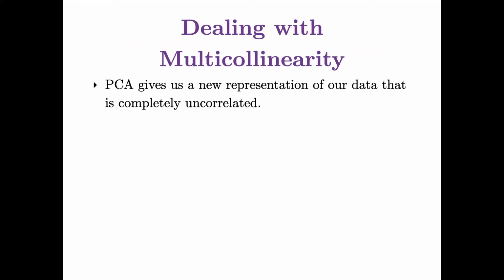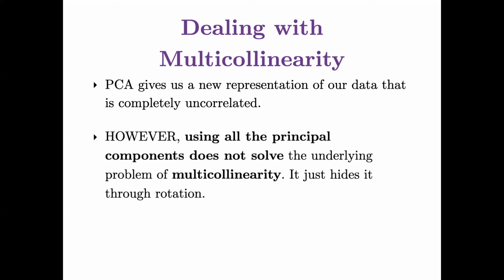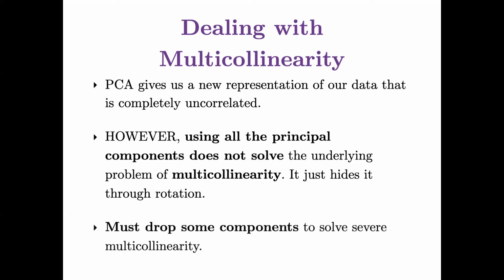If you'll remember, PCA gives us this new representation of our data in a new basis that's completely uncorrelated. Now, the trick here is that if you use all of the principal components, you don't actually solve the problem. You just hide it through rotation. The problem was, in another set of words, that you had a nearly zero eigenvalue. You haven't solved that problem by writing your data in a basis of principal components. Your eigenvalues have not changed. It's actually a theorem. Orthogonal rotation does not change your eigenvalues. So if you had one near zero, meaning you had a problem with multicollinearity, you still do now. So you have to drop some components to solve severe multicollinearity.